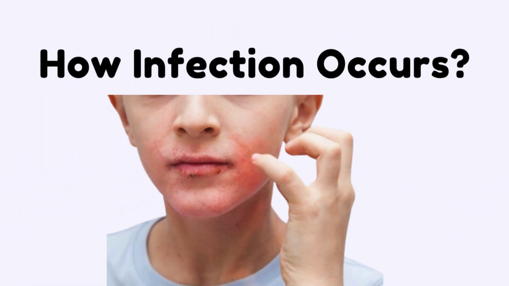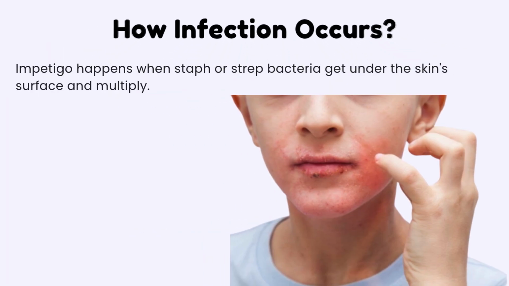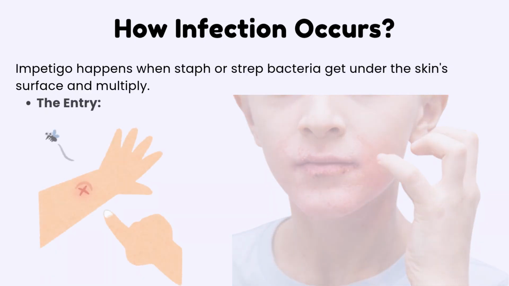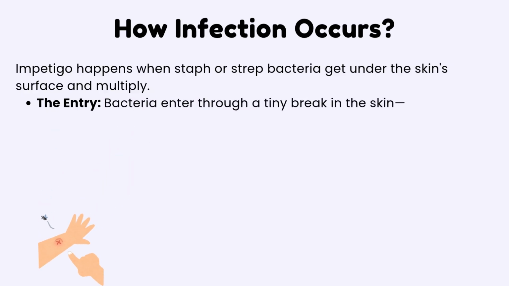How does impetigo infection occur? Impetigo happens when Staph or Strep bacteria get under the skin surface and multiply. The entry: bacteria enter through a tiny break in the skin, like a scratch, insect bite, or eczema patch.